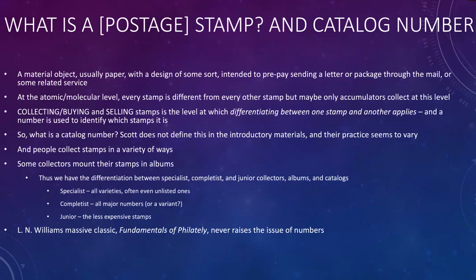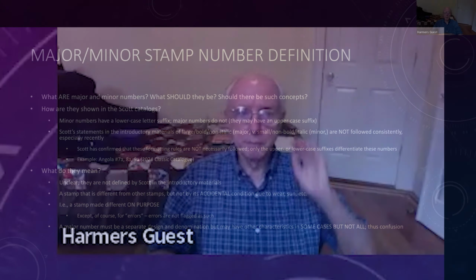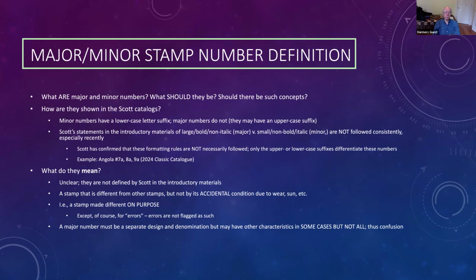It should also be noted that the classic Fundamentals of Philately does not discuss catalog numbers in any way, shape, or form. He's telling you about the stamps, all the details of the stamps, but not what the catalog number is. So there's actually a question of what a catalog number should be. Why do we have this distinction between major and minor stamp numbers?